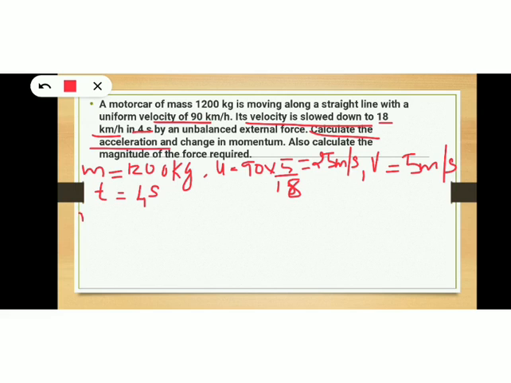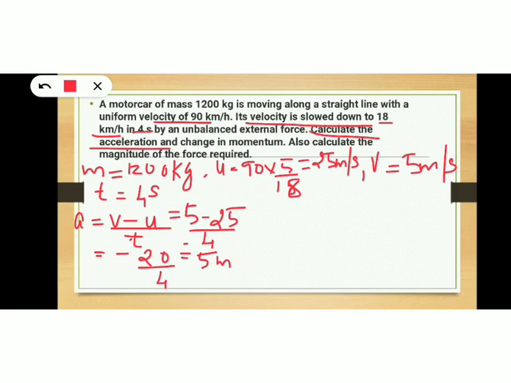So what is acceleration? Acceleration a is equal to v minus u by t, isn't it? And what is v? v is 5, minus u is 25, divided by t is 4. So 5 minus 25 is minus 20. Minus 20 by 4 is minus 5 meter per second square. The acceleration unit is meter per second square, and it is a negative value, so it is a retardation because the velocity is decreasing with respect to time. Minus 5 meter per second square, that is our acceleration.